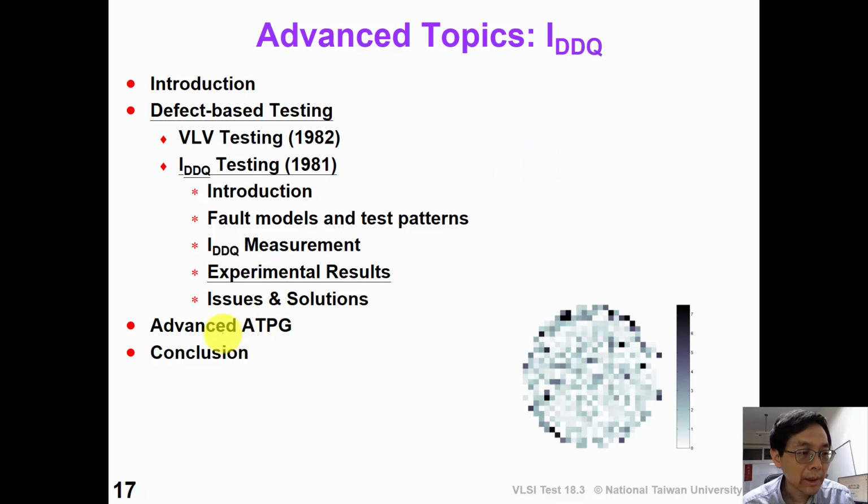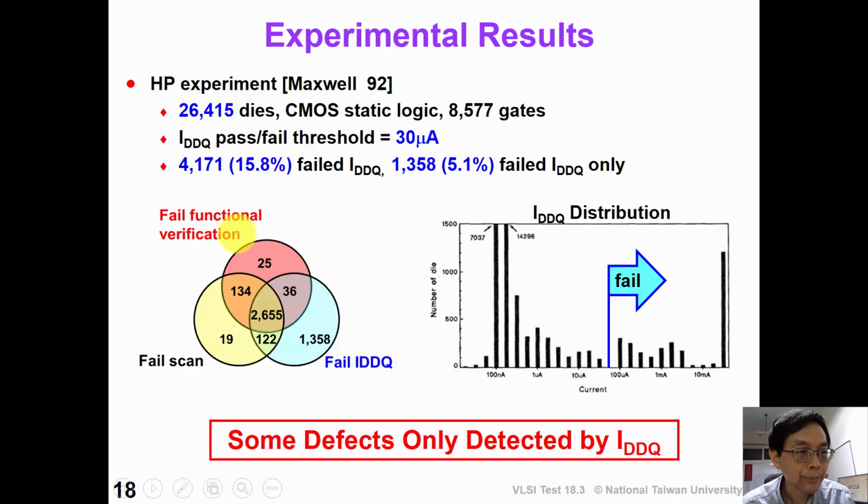So now let's look at some real experimental data of IDDQ testing. This is an HP experiment. They tested 26,000 CMOS static logic circuits, and the current distribution is like this. We can see a threshold around 30 microamps. If the IDDQ is larger than 30 microamps, it failed the test.